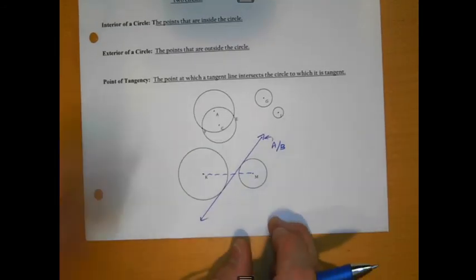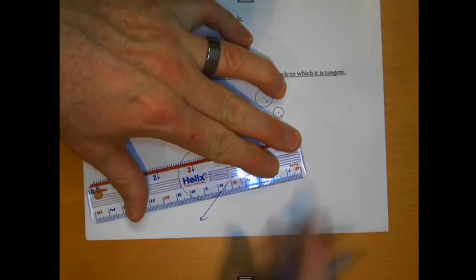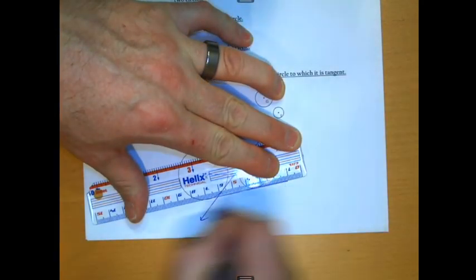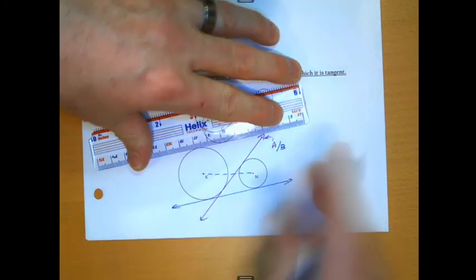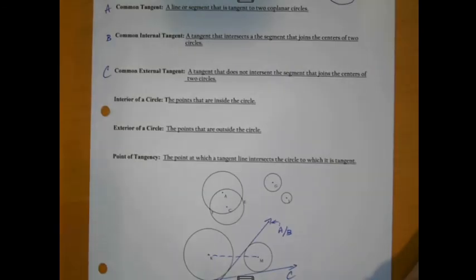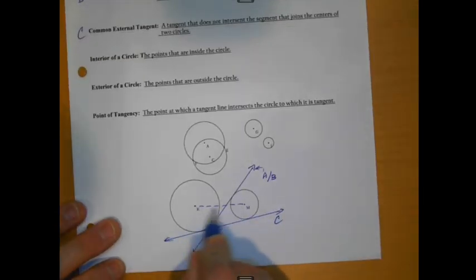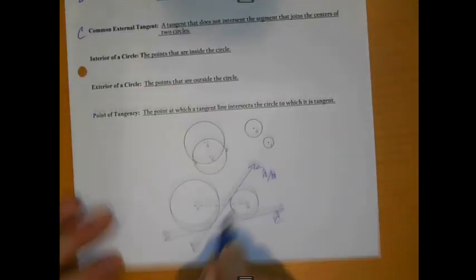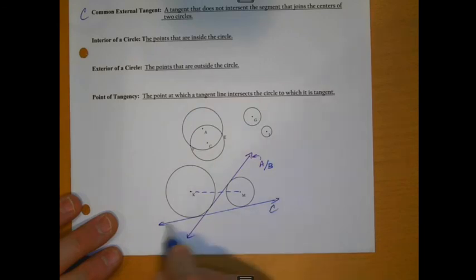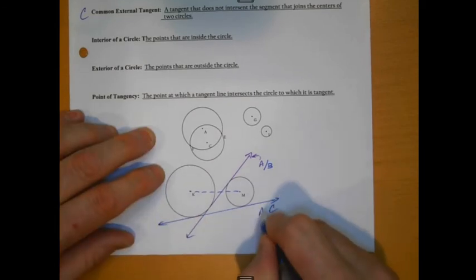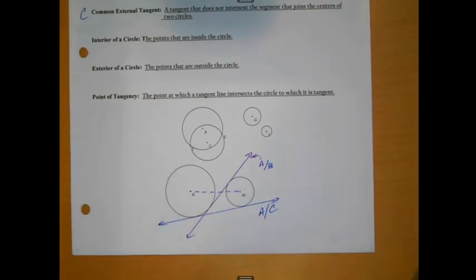And a common external, which is the next one, is going to be a common tangent that does not connect. So this is C. So this part is C. So common external, a tangent that does not intersect the segment that joins the centers. So there's my segment that joins the centers, KM. This is my common external tangent. There's a common interior tangent. And both of them, I guess I could put an A there, are common tangents. Okay?